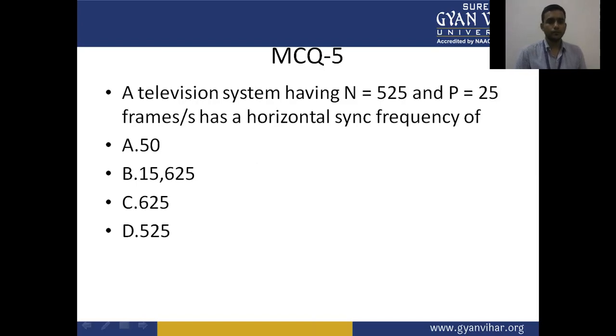Question number five. A television system having n equal to 525 and t equal to 25 frames per second has a horizontal sync frequency of A, 50, B, 625, C, 625, and D, 525. So these are based on the NTSC system.